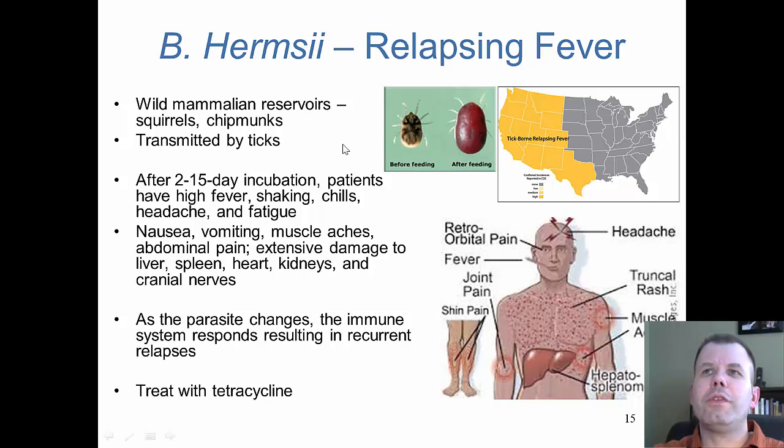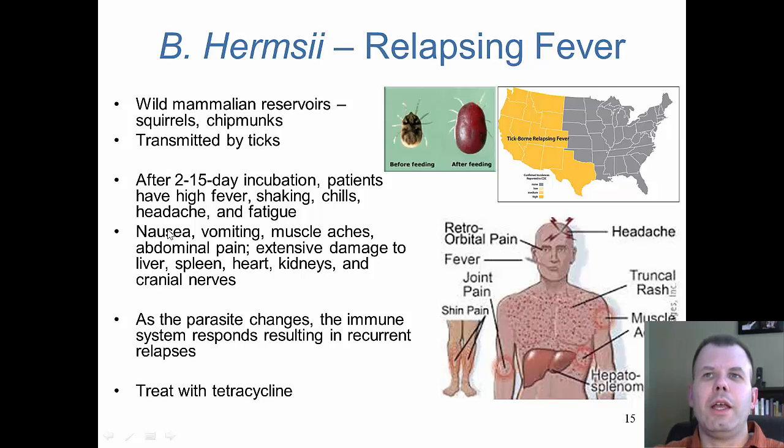Okay, hermsii is called relapsing fever. Typically, it's found out west, and wild mammalian reservoirs, including squirrels and chipmunks, actually carry the disease. It's transmitted to you by getting bitten by ticks. So if you go out west and go hiking, not only can you get plague, but you can get this relapsing fever. After an incubation of anywhere from 2 to 15 days, patients have a high fever, shaking and chills, headache, and fatigue. Wow, it sounds a lot like the flu. Okay, so these are flu-like symptoms.